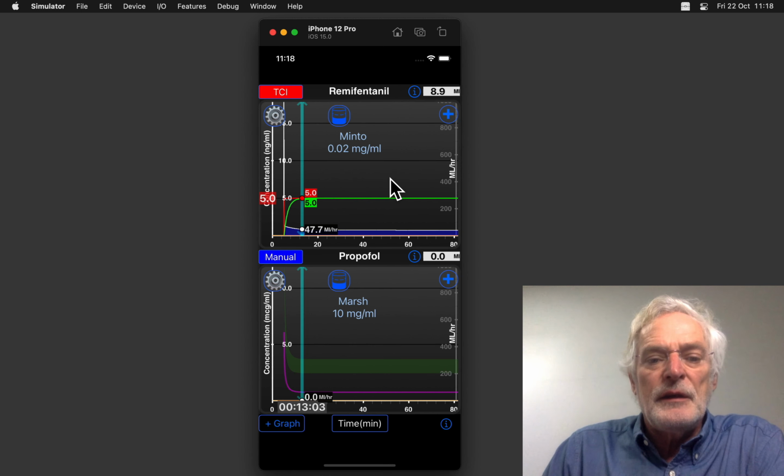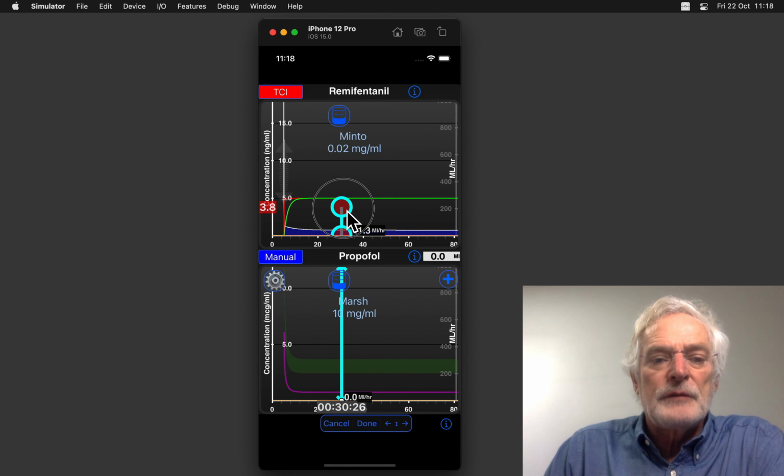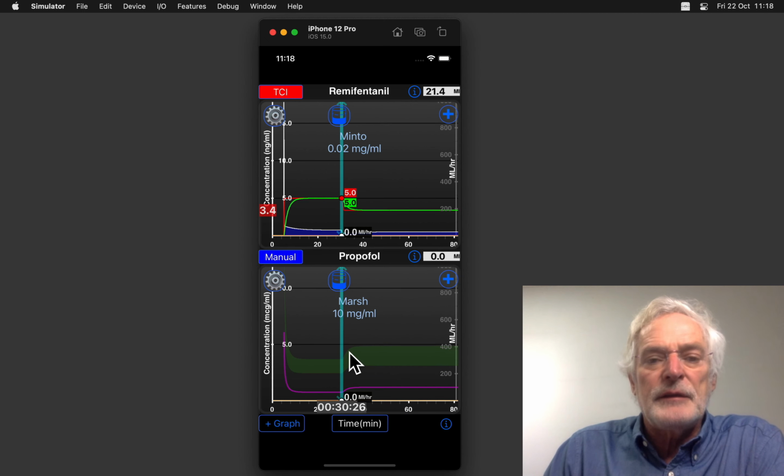So if I change anything in my remifentanil simulation, and let's say we go for a little bit lower target over here, and let's say we decrease this to 3.4, then you will see that this is reflected in an increase, and this is non-linear, an increase in the propofol concentration required to stay in adequate anesthesia zone.